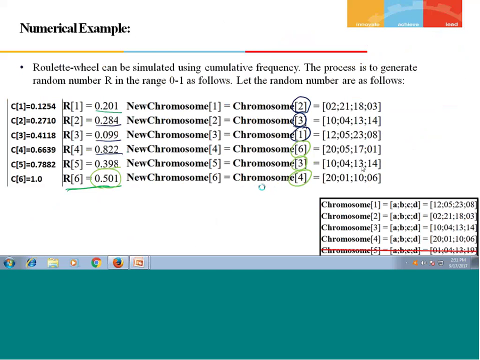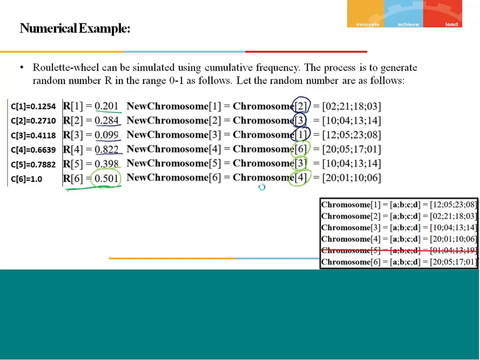What is the criteria to generate these random numbers? That's a good question, but at the end of this lecture I will tell you how to generate these random numbers. For the time being, just think of whatever comes into your mind. Say I generated chromosome 4, what does it mean?